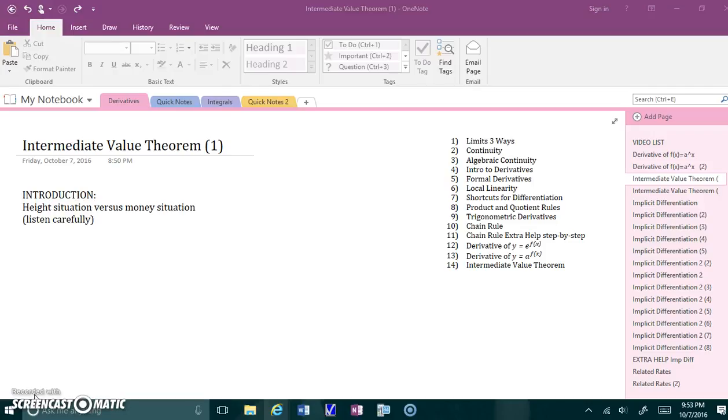The question is, if you checked your account every single day, are you guaranteed that at some point you reach every monetary value? So let's say, would you reach $520? Are you guaranteed that every single value in between $0 and $1,000 is reached? Think about that one for a second.